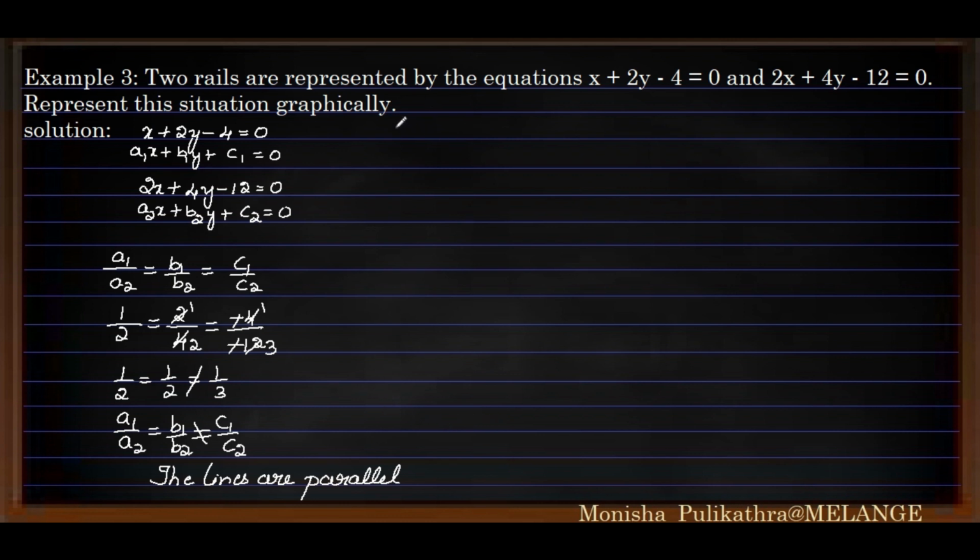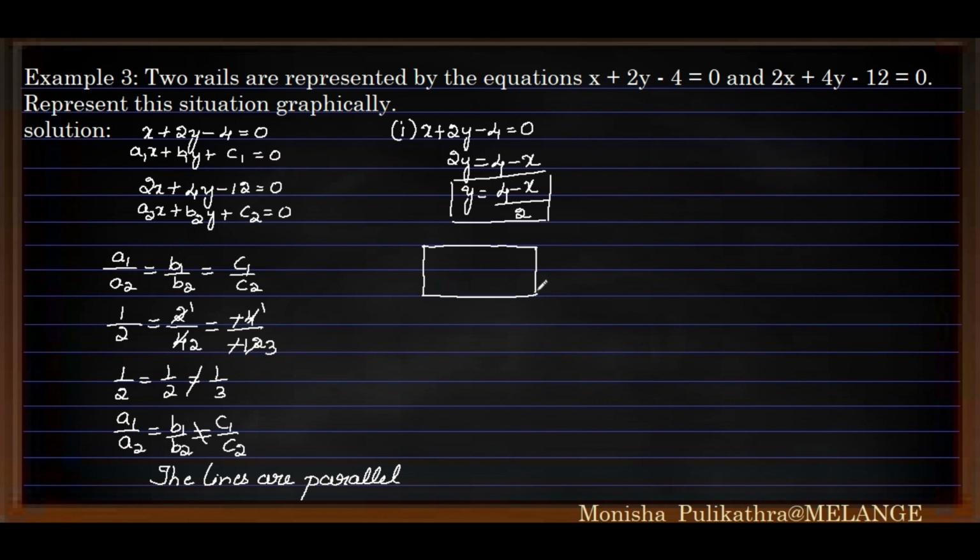Okay, I will be writing the first equation now, and we have to rearrange it into the y equals form. So 2y equals, shifting minus 4 to this side it becomes plus 4, and shifting plus x to this side it becomes minus x. So y equals 4 minus x divided by 2. This is the first equation. Next we have to find the points of it. A minimum of 2 points is required, more than that is okay, to plot a graph.